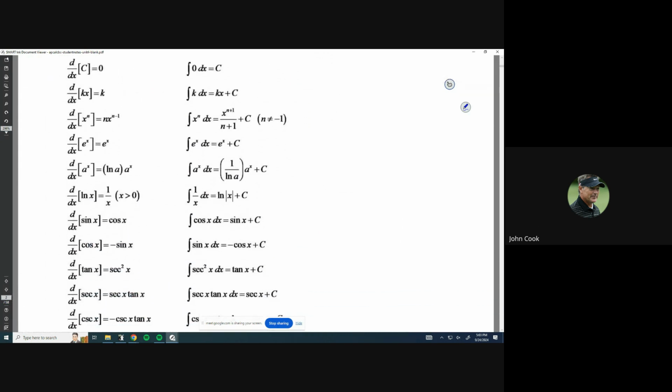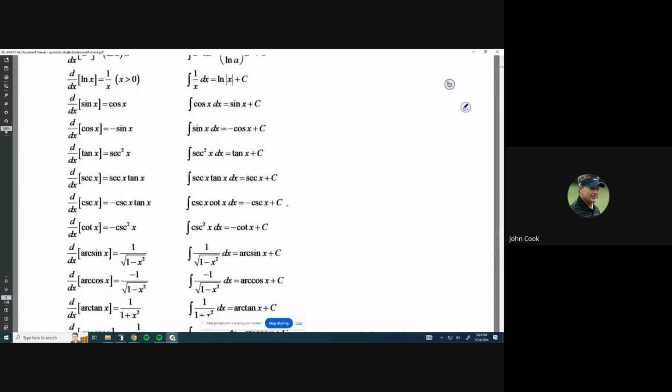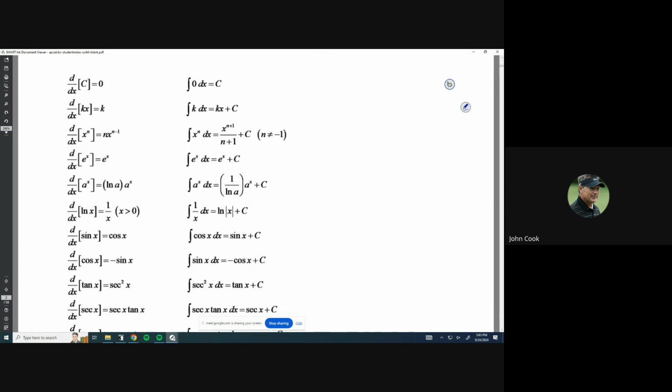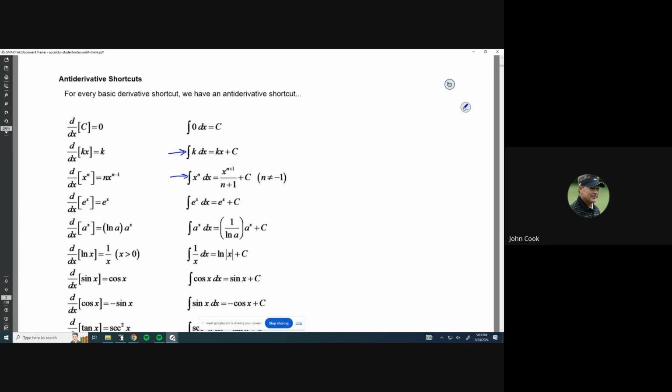The left column is derivatives. We don't really need to know any of that stuff. That's for earlier stuff. That'll be nice when we start doing U substitutions. Most of these first couple rules, you already know. This is the power rule. Here's the one where if you have a constant, the antiderivative is just going to be x times that constant. If you have nothing, the antiderivative is just a constant value.